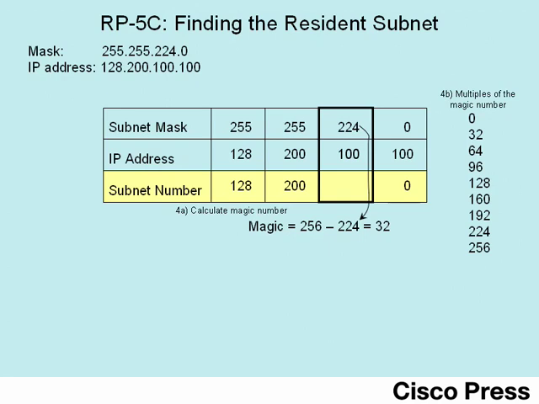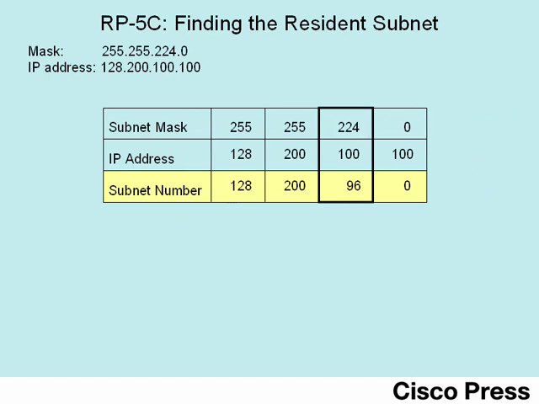Now the subnet number's value in that third octet is going to be one of those numbers, but which one? So at step 4c, we compare the IP address, not the mask, but the IP address's value in that interesting octet to the list. Now that value is 100 in this example. And we see that 100 is closest to the multiples of the magic number that are 96 and 128. And we simply pick the smaller of the two. So in this case, we pick 96, so the subnet number is going to be 128.200.96.0.